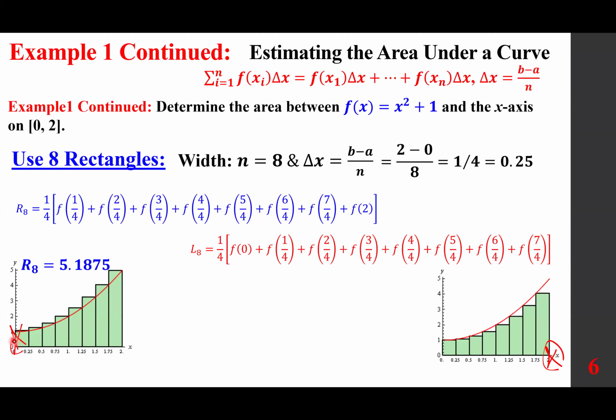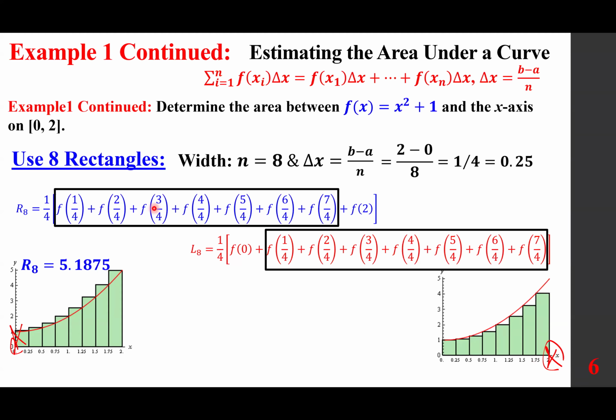F of a or f of 0 is not used for the right endpoints. Again, notice for the right endpoints, we use f of 2, which is not part of the calculation for this one. For the left point, f of 0 is not part of that. The rest of them are identical. And the purpose of that is to tell you, okay, save time. So put it into the calculator. You come up with the answer.